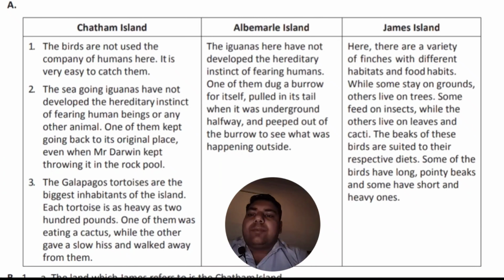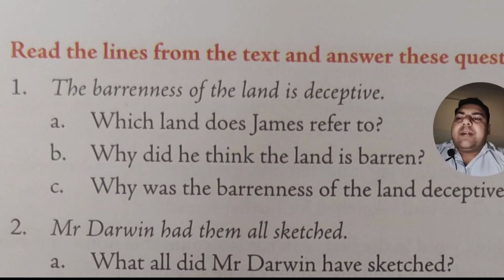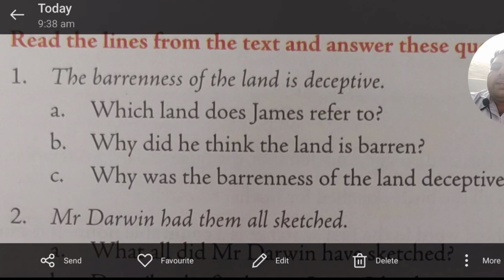When you read and understand this lesson, you will get to know why there are so many changes. Now the B part is: read the lines from the text and answer these questions. The first one is the line given from the text, which means the barrenness of the land is deceptive. So this is the line, and let's see the first question.